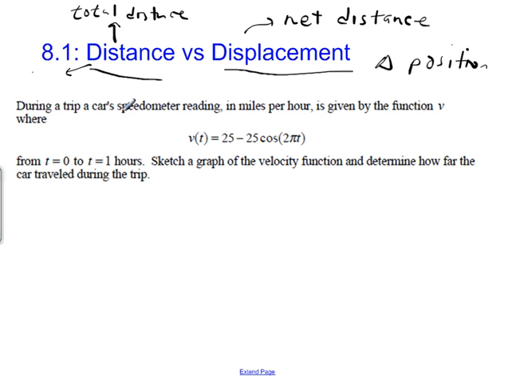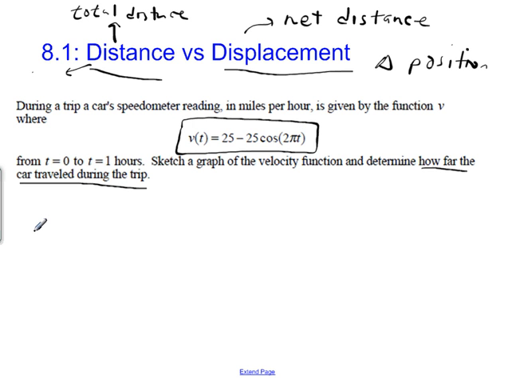Okay, so let's start off with a doozy of a problem. We've got this car trip, and the velocity is given by this following trig function. And let's think about graphing this trig function because we need to figure out how far the car traveled during this trip. Well, what are the effects of all this?